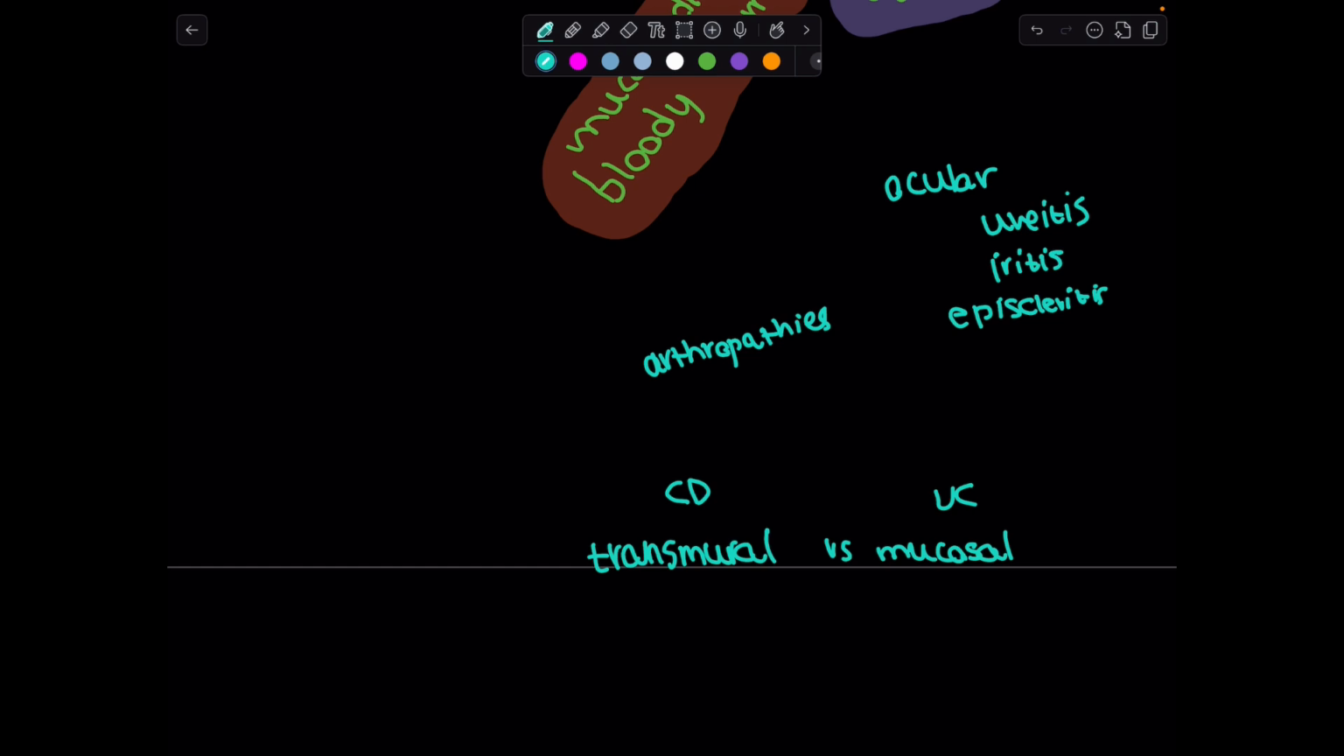No worries. Let's simplify. The colon wall has layers: mucosa, innermost lining, submucosa below mucosa, muscularis propria, middle, thick muscle layer for movement, and serosa, outermost. In bowel cancer, T1 means the tumor is only in the submucosa, just under the surface. T2 means it's reached the muscularis propria, the muscular middle layer, but not beyond. Muscularis propria is central, not inner or outer. Clear now? Want to focus on another staging part?